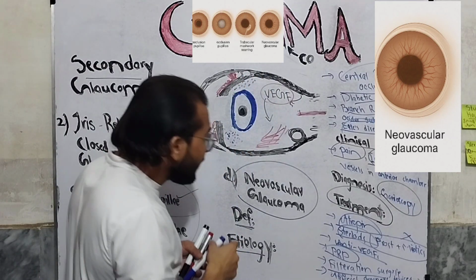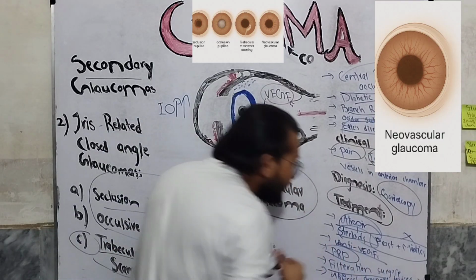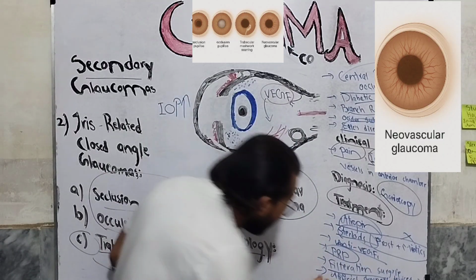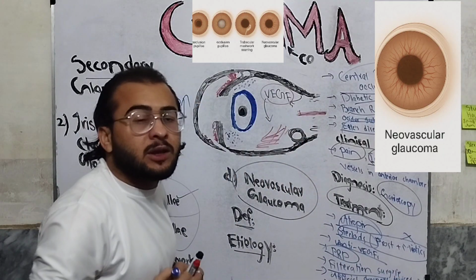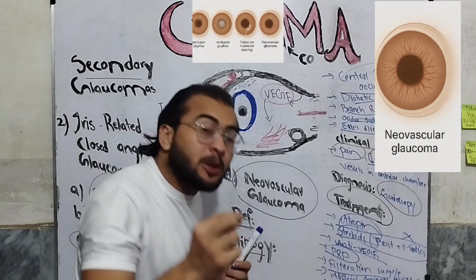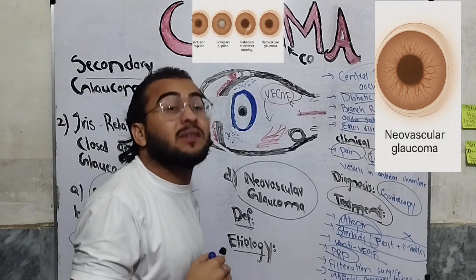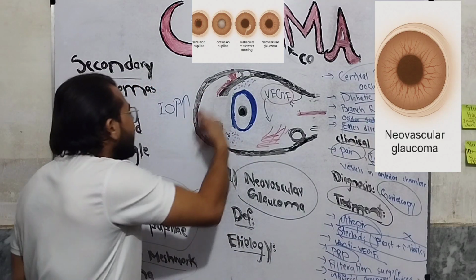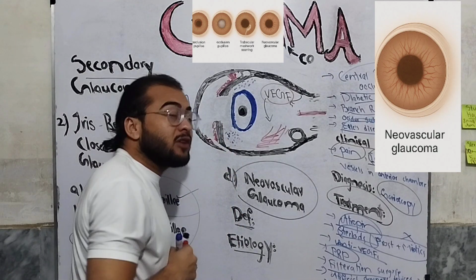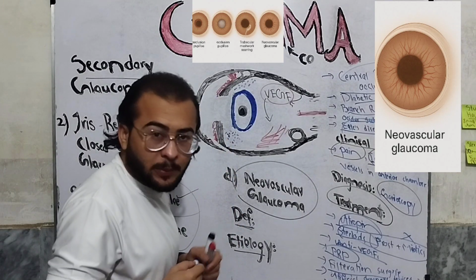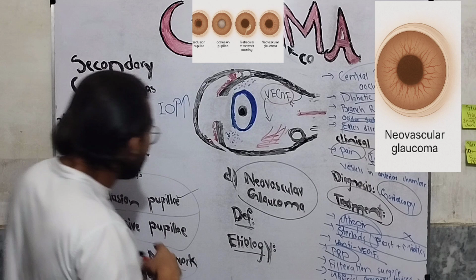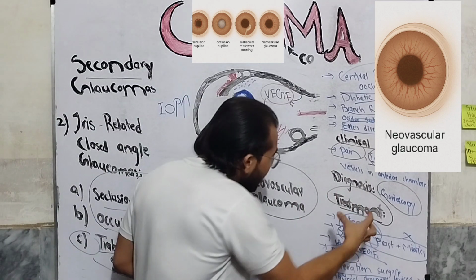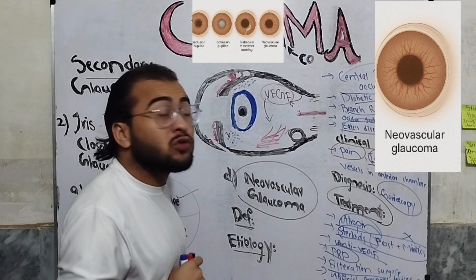Now, ultimately, if these filtration surgeries fail, then we keep artificial drainage devices in the sclera, which will drain the anterior chamber and can reduce intraocular pressure. So this was about some of the important treatment for neovascular glaucoma.